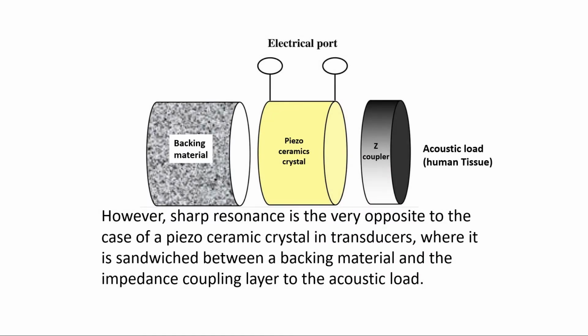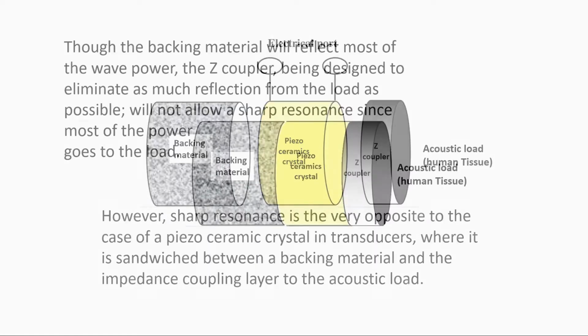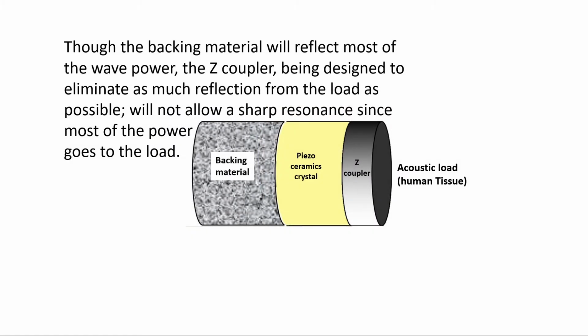However, sharp resonance is the very opposite to the case of a piezoelectric ceramic in transducers, where it's sandwiched between a backing material and the impedance coupling layer to the acoustic load. Though the backing material will reflect most of the wave power, the matching layer, being designed to eliminate as much reflection from the load as possible, will not allow a sharp resonance, since most of the power goes to the load, which in this case is the patient's tissue.